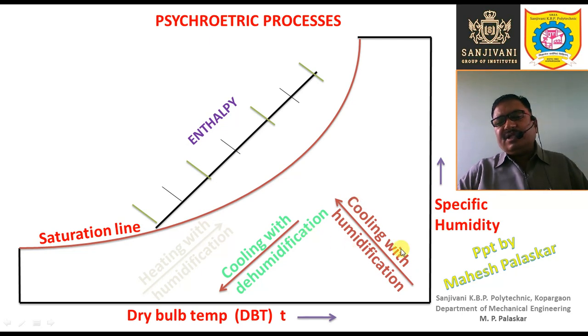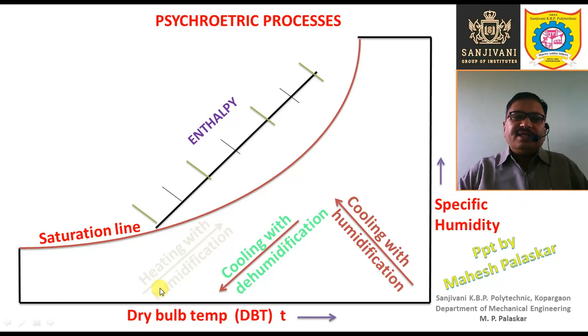Now during the process cooling with humidification, the dry bulb temperature decreases but the specific humidity increases, right? So the enthalpy may increase or decrease because the latent enthalpy increases, but the sensible enthalpy will decrease during this process, because the dry bulb temperature decreases during cooling with humidification, right?